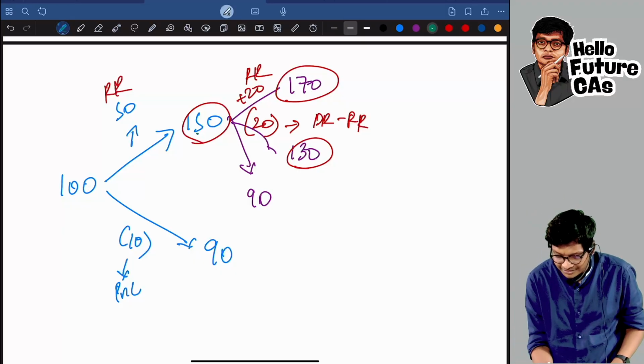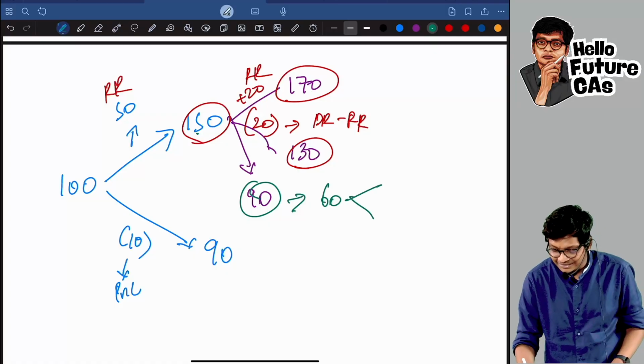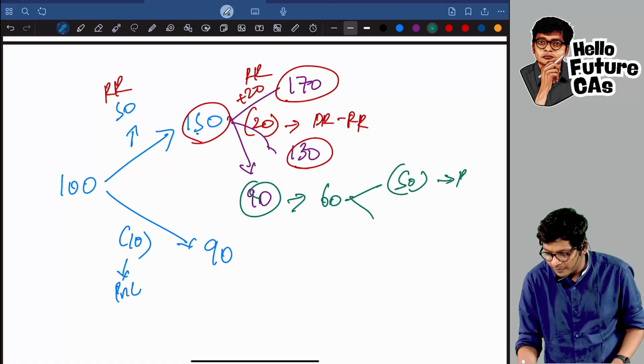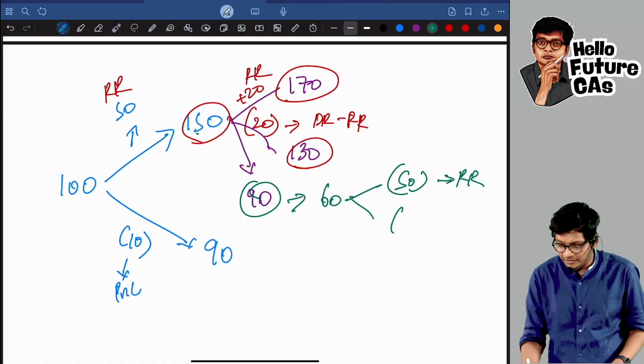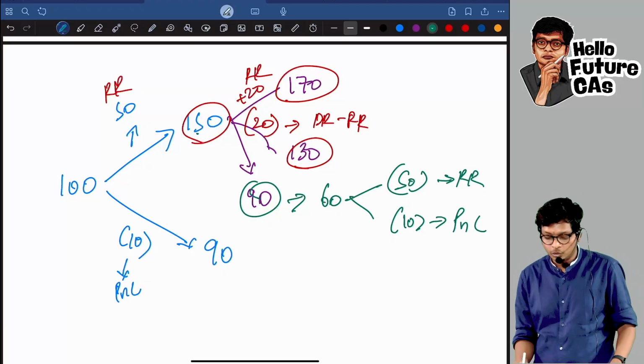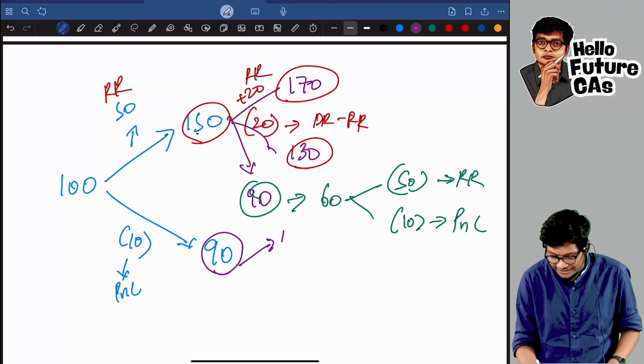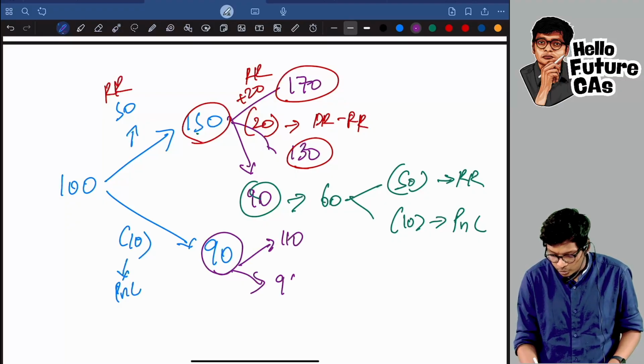And the third case, 150 became 90. What is my loss? 60. Of this 60, up to 50 I can debit to what, guys? Revaluation reserve. And the excess 10 I will straight away debit to what, guys? P&L account. Are you following, guys? Similarly, this 90, sir, is going to 110, or 90 is going to 95, or 90 is becoming 80.